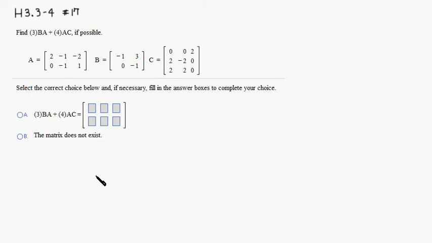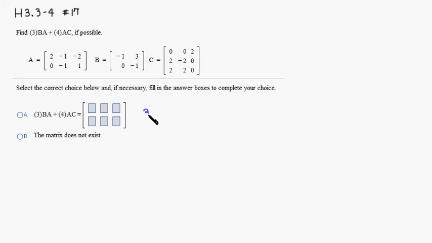Okay, let's go over homework 3.3, 3.4, number 17. All right, so we want to compute 3 times BA plus 4 times AC. All right, let's do it one by one. So let's try to find 3 BA.